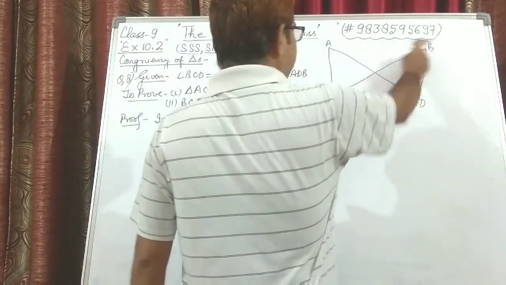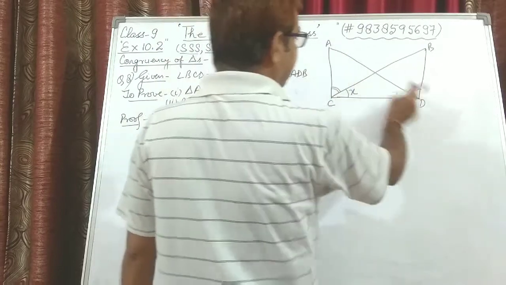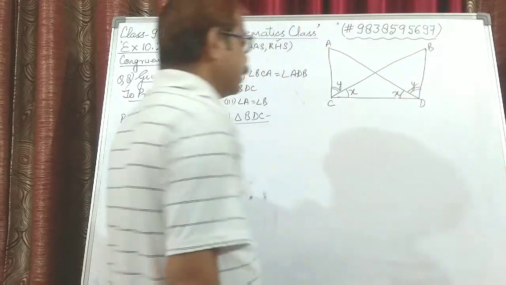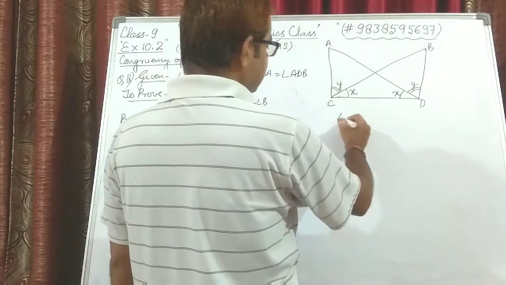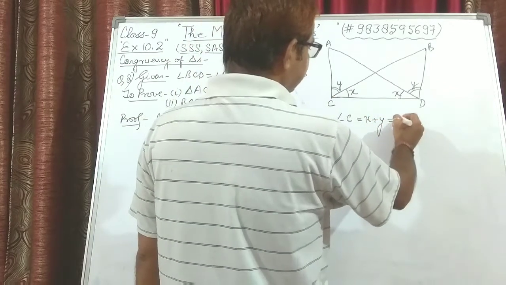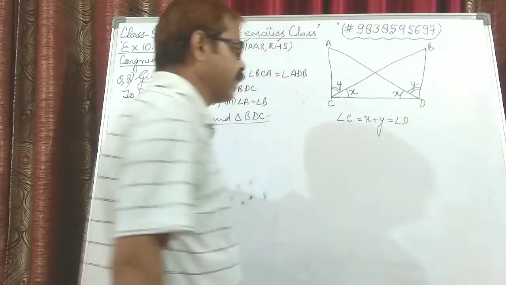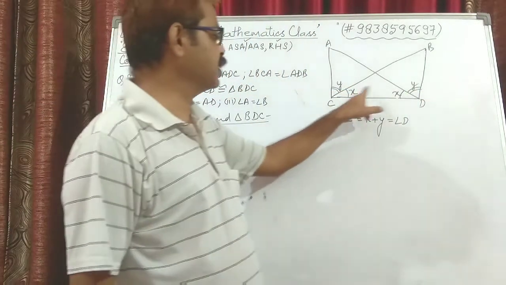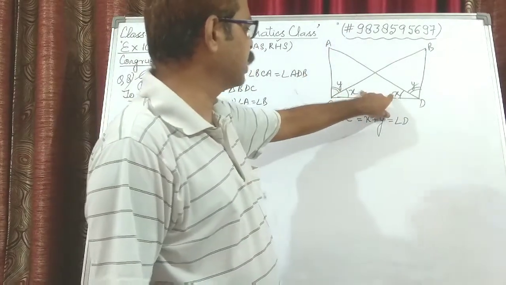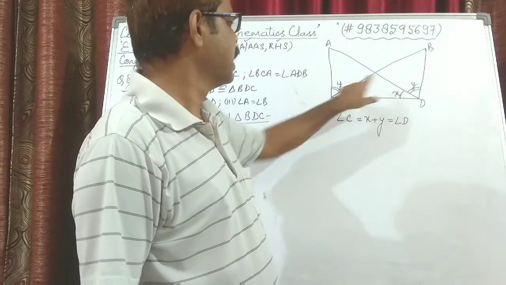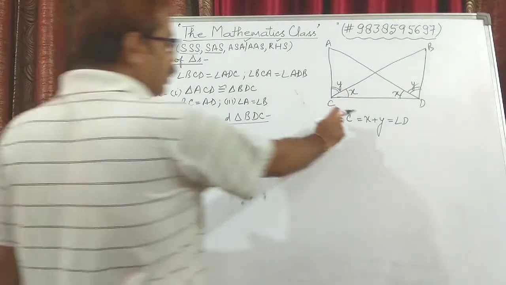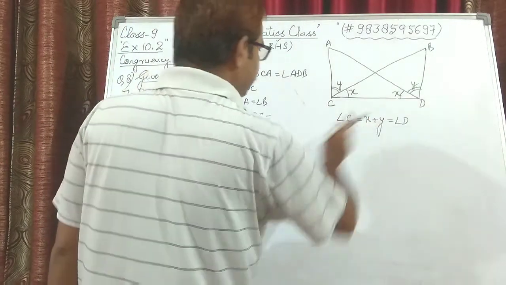BCA and ADB, let us take this angle as Y and this angle as Y. If I join these angles, angle C can be written as X plus Y, the total angle, and the same will be angle D also. The value of angle D will also be X plus Y, because these angles are divided into two parts, and one part of both angle C and D is X, and the other, remaining part is Y and Y. So angle C is equal to X plus Y, which is equal to angle D.